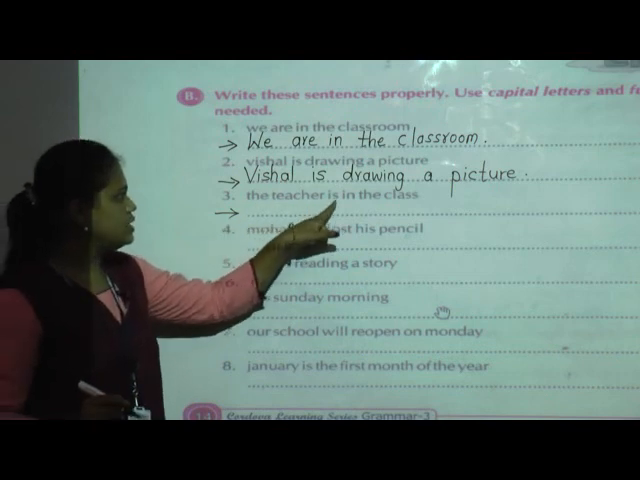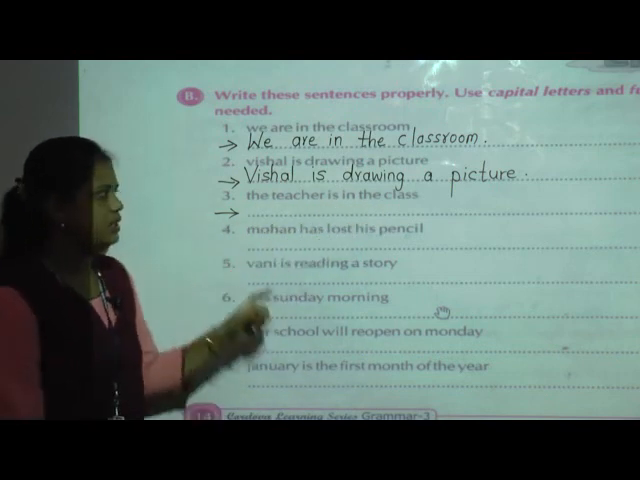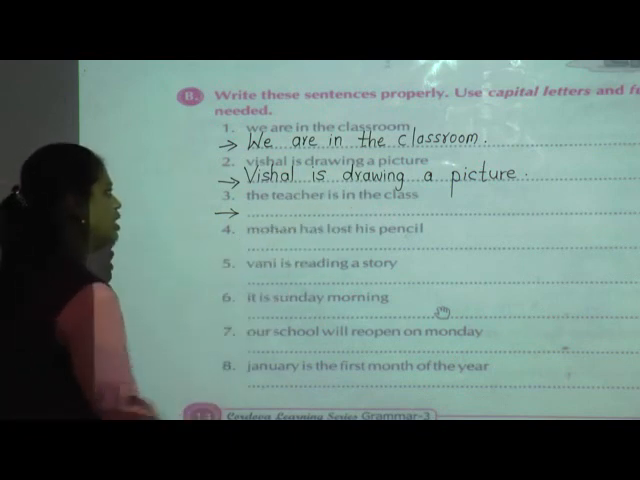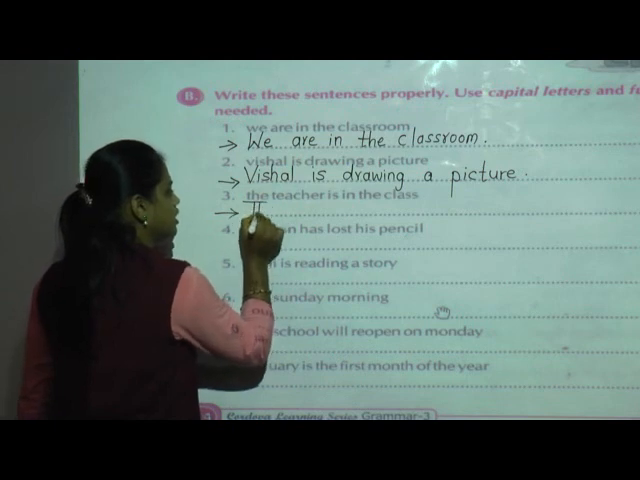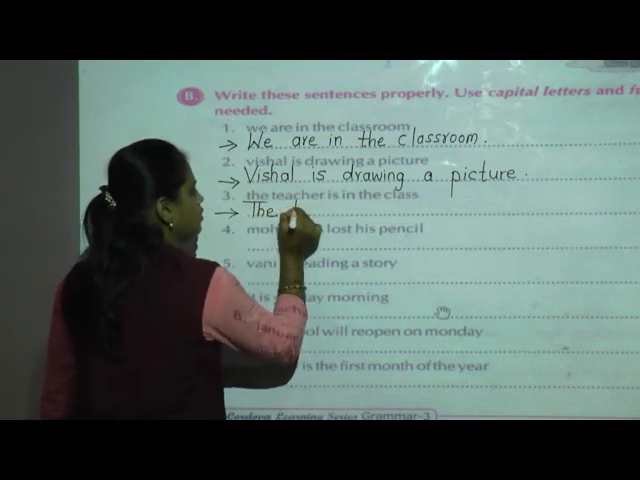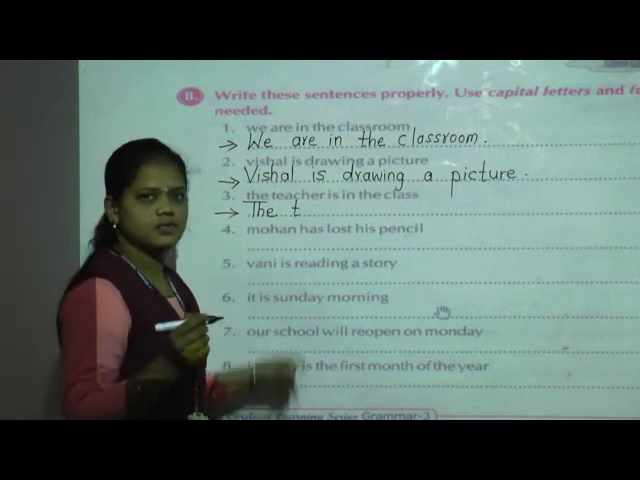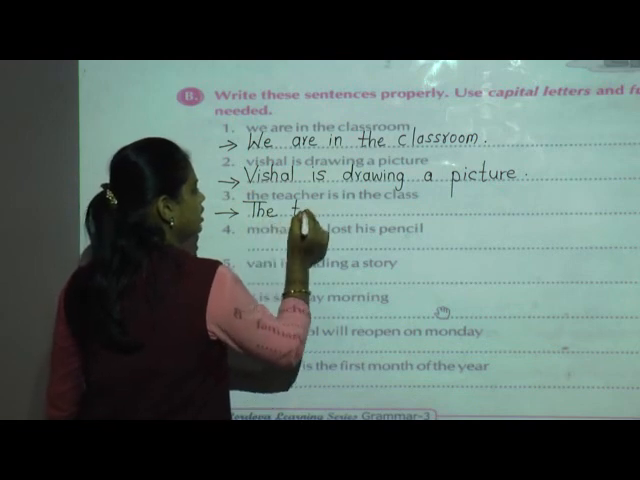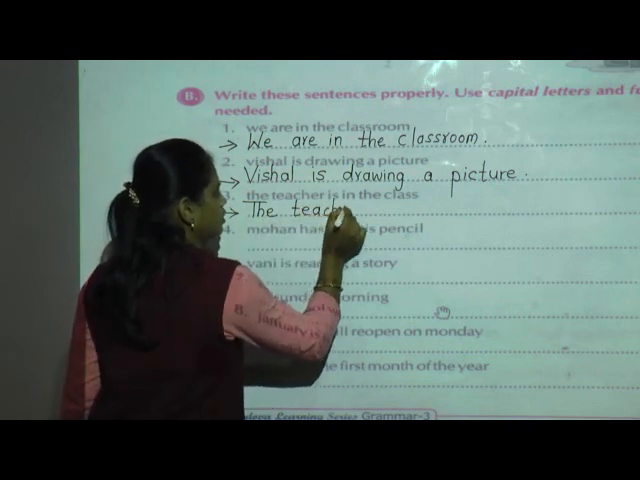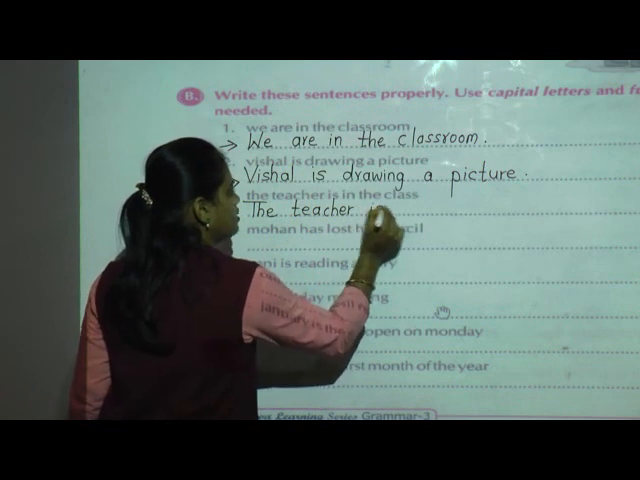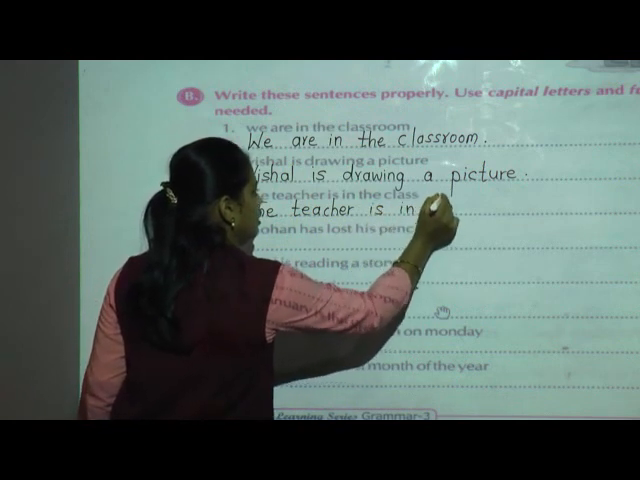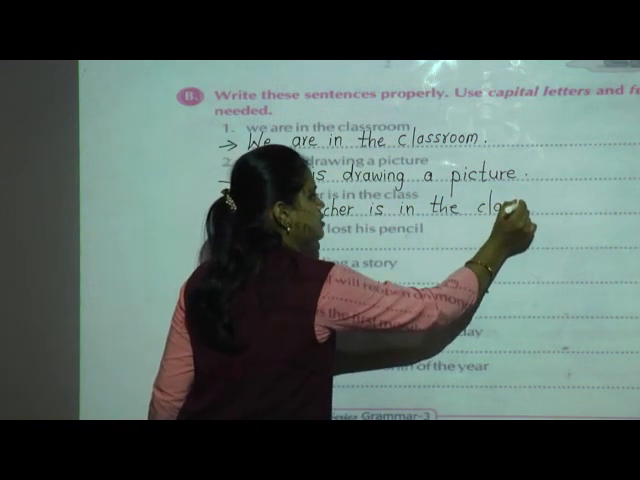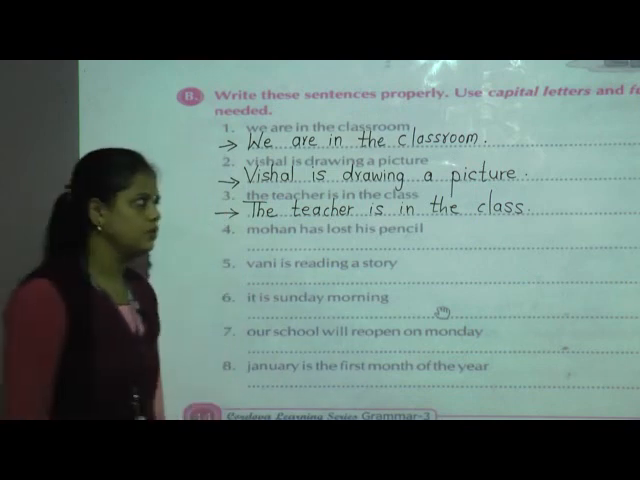Now third one, the teacher is in the class. What is that? The teacher is in the class. So here again, once again, the first letter should be a capital. Whenever we begin a sentence, the first letter we have to write in capital. So here we can say, the teacher is in the class. Then full stop. Okay.